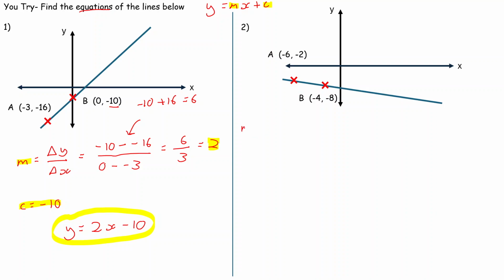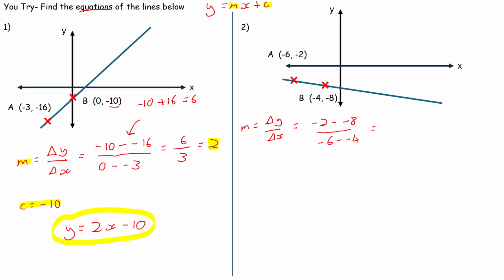So we know that gradient m is your change in the y coordinate over change in the x. Let's begin with the coordinate A. It doesn't matter, as long as you're consistent, you will get the same answer. The y coordinate here is -2. Change means take away the second y coordinate, which is -8, over the change in the x coordinates. I started at A, so -6, take away my second x coordinate, which is -4.